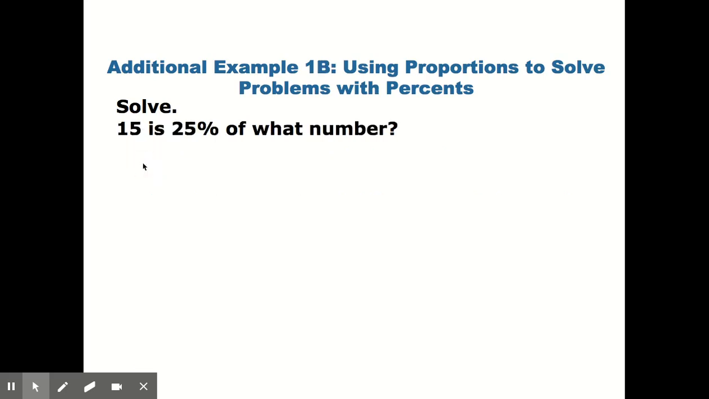Here's another one. Solve: 15 is 25% of what number? Set up the proportion first. So in this case, we know that 15 is 25%. So we put 25 over 100. And we know that the 25 is 15. We don't know what the whole is because it says of what number. So this is our n. This is our unknown. We're looking for what is 100.